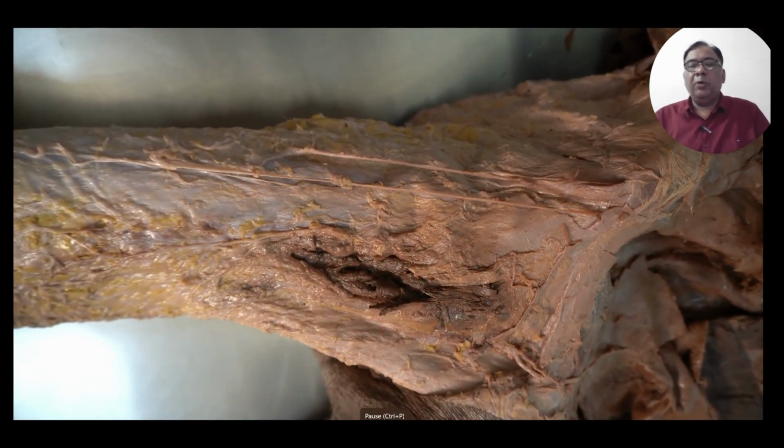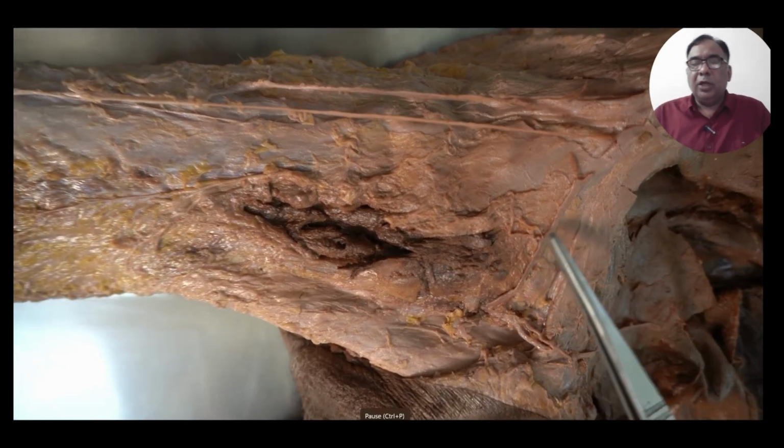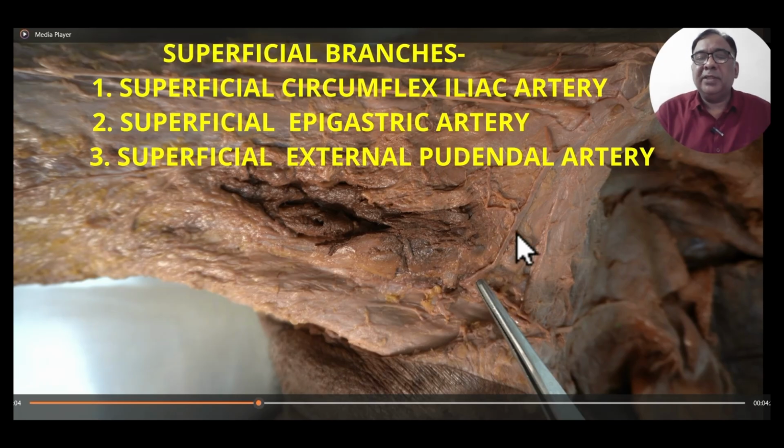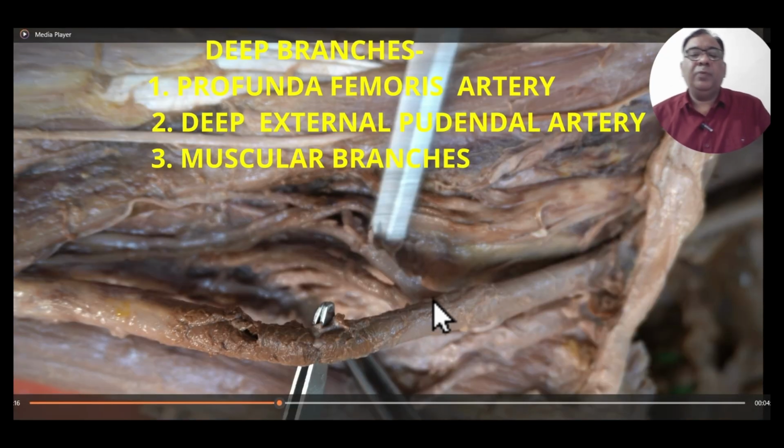Now branches of femoral artery. It has got superficial branches and deep branches. In superficial branches there are three branches: superficial circumflex iliac artery, superficial epigastric artery and superficial external pudendal artery. In deep branches it gives profunda femoris artery, deep external pudendal artery and some muscular branches.